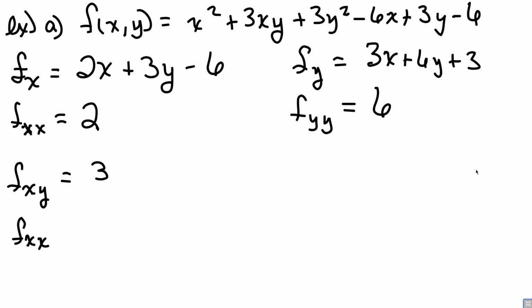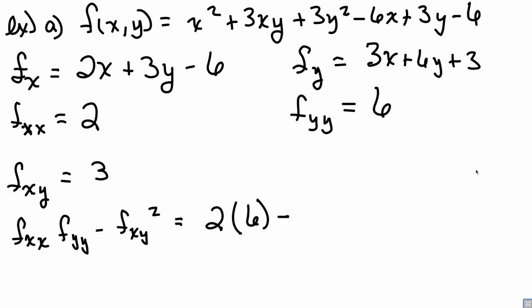So second order partial in respect to x times the second order partial in respect to y minus the mixed partial squared. The second order partial in respect to x was 2, times second order partial in respect to y was 6, minus the mixed partial, which was 3, squared. Well, it's going to be 12 minus 9, which is greater than 0. So what we're going to be doing is to look and see if we're going to get a min. Any questions there?